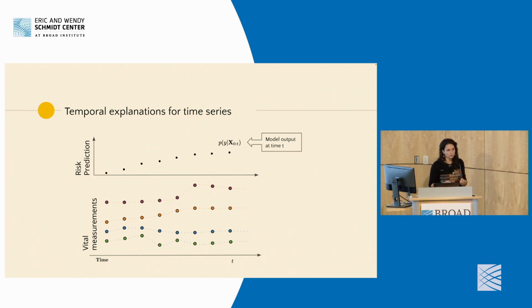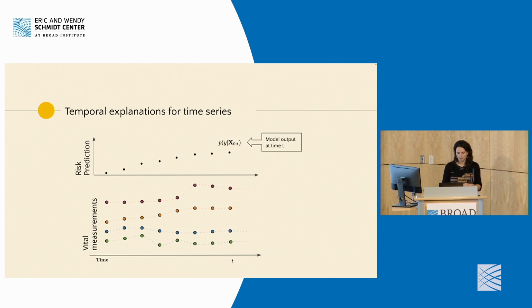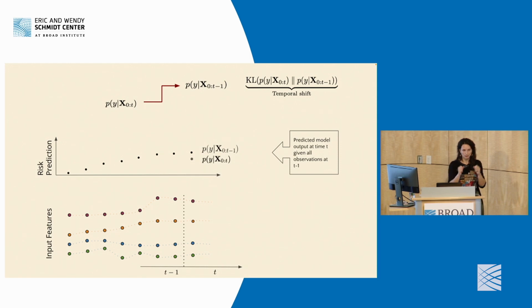So the model output is the probability of y, which is our estimate of risk, given all the data. And we break up the importance score into two things. One is what would be the estimate given all the data up to the previous time step. So if we didn't see any of the data at this given time step, what would be the difference between the two estimates?